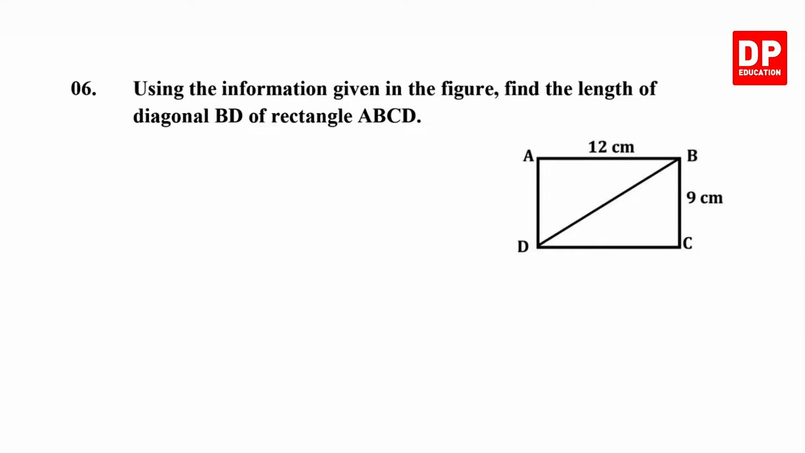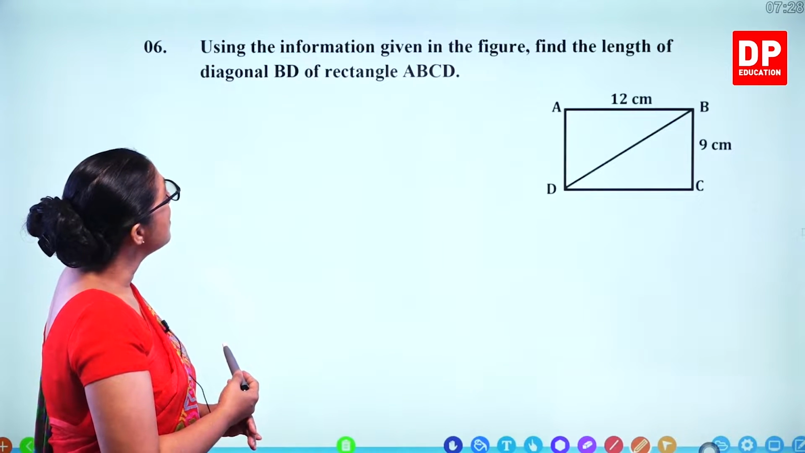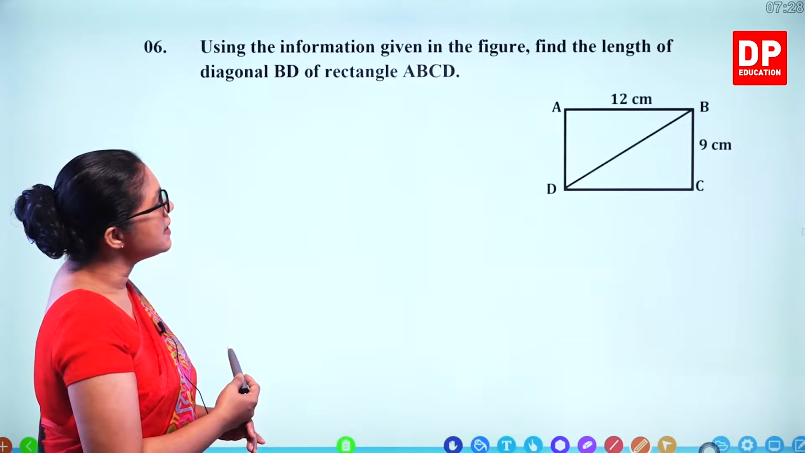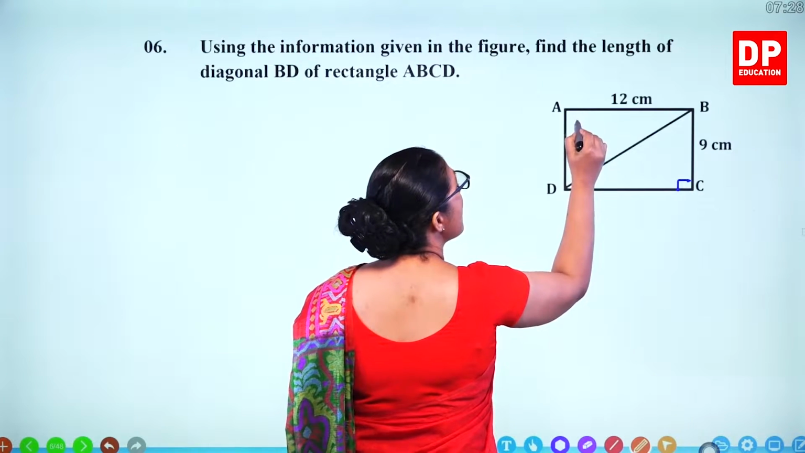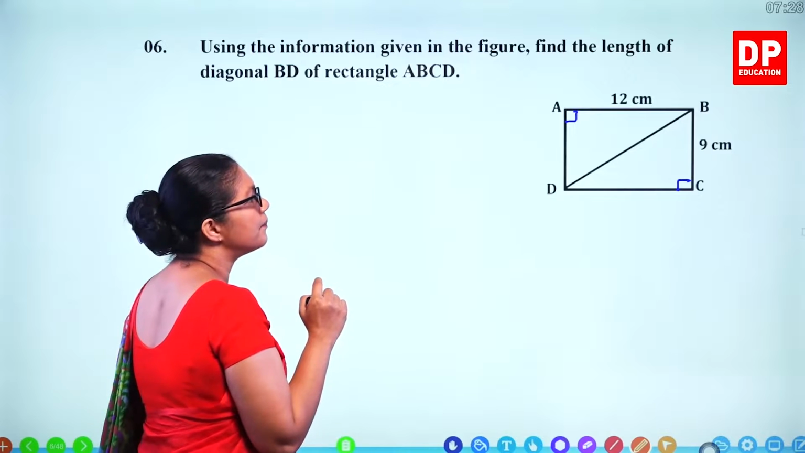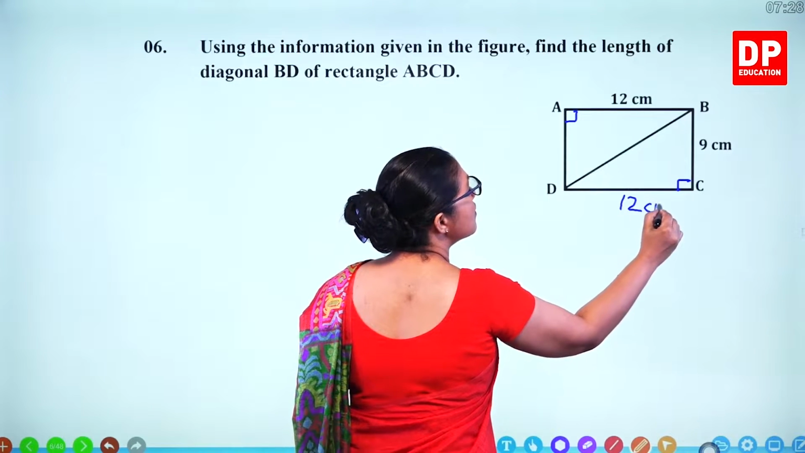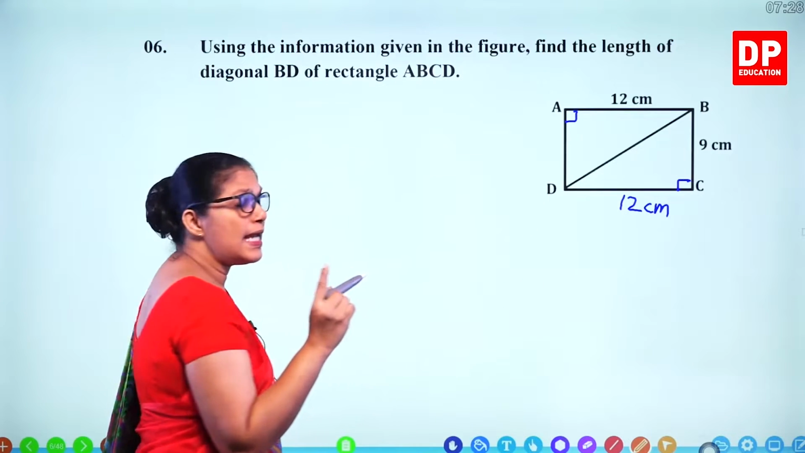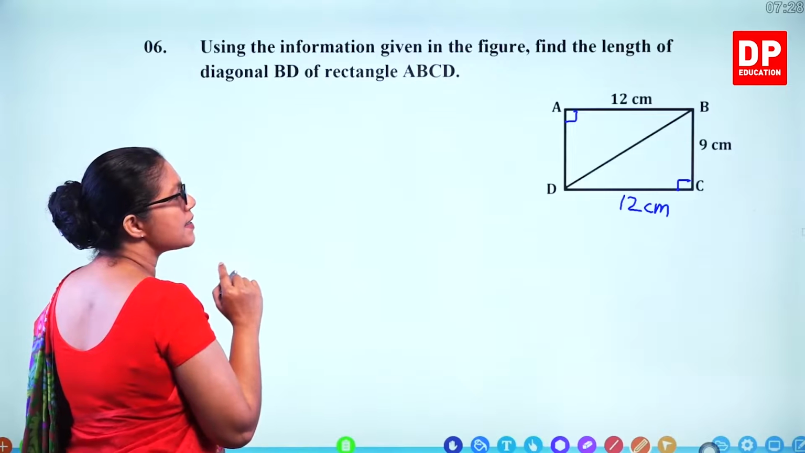Question number 6. Using the information given in the figure, find the length of diagonal BD. So this is a rectangle ABCD. We know angles in a rectangle are 90 degrees. So this is 12, which means this is also 12. So how can we find out BD? You can use Pythagoras theorem. So apply Pythagoras theorem.